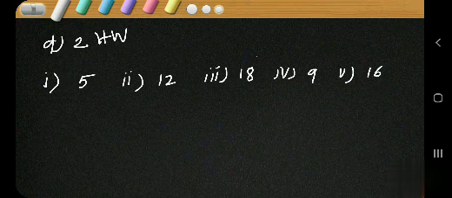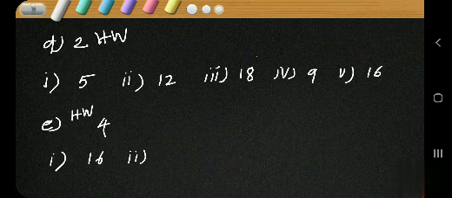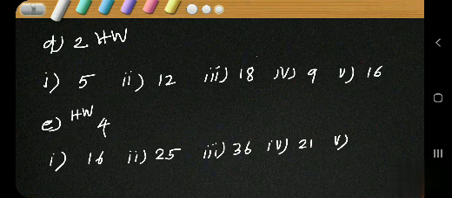Okay. Now try to do the second problem as homework. Second problem E. The second homework, the question is, the number is 4. The given numbers are: first one 16, second one 25, third one 36, fourth one 21 and fifth one 24. These two are homeworks from this session.